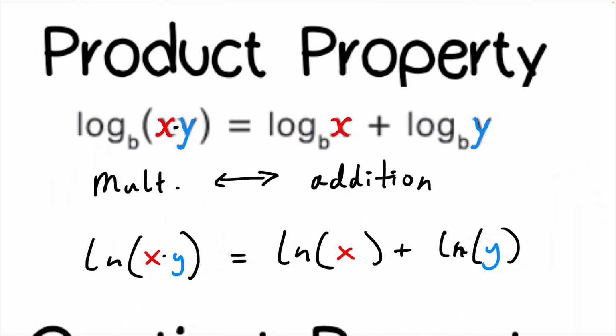X times Y. That's condensed. Condensed means make it smaller, right? Take those 2 paragraphs and condense them into 1. That means make smaller. That's the condensed version. If we were to expand it, we would separate X and Y, but instead of multiplication, we'd have addition. When it's condensed, it has multiplication. When it's expanded, it uses addition. That's the big part. Addition goes with multiplication every time when you're doing these properties.